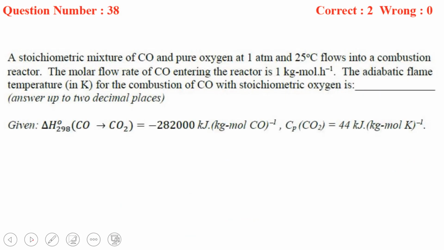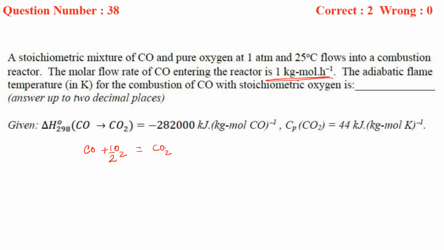Now let us move to next question. A stoichiometric mixture of CO and pure oxygen at 1 atm and 25 degrees centigrade flows into a combustion reactor. The molar flow rate of CO entering the reactor is 1 kg mole per hour. The adiabatic flame temperature in Kelvin for the combustion of CO with stoichiometric oxygen is. So here the combustion of CO is taking place. So let us write the equation. CO plus O2 will give CO2. Now we need to balance the equation. So this is CO plus half O2 is equal to CO2.